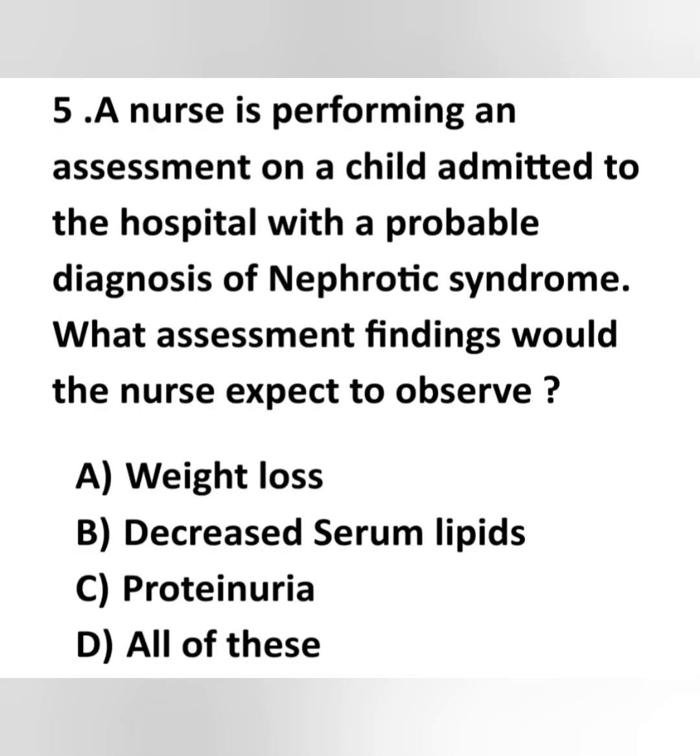Next question, the fifth question. A nurse is performing an assessment on a child admitted to the hospital with a probable diagnosis of nephrotic syndrome. What assessment finding would the nurse expect to observe? Option A, weight loss. Option B, decreased serum lipid. Option C, proteinuria. Option D, all of these.